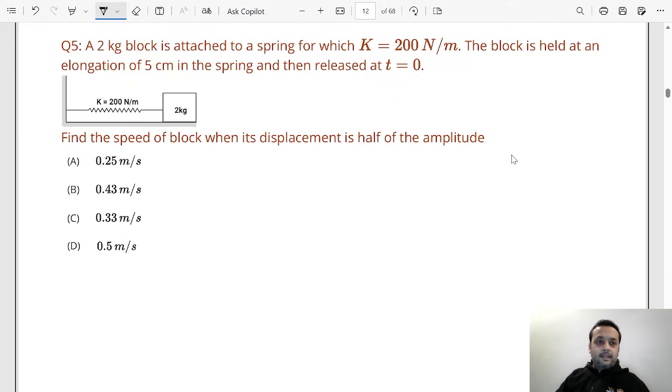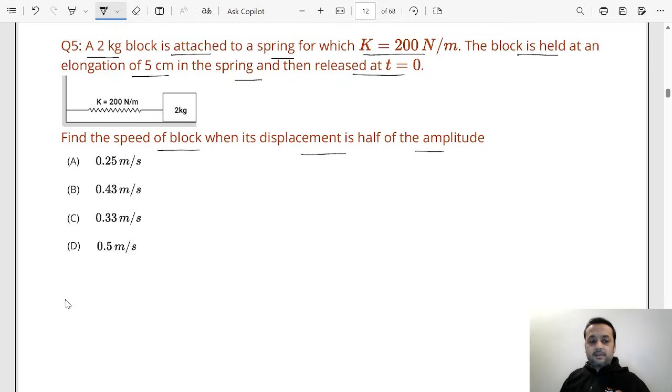All right. Let us see this question, guys. Here what happens: a 2 kg block is attached to a spring for which the spring constant is 200. The block is held at an elongation of 5 centimeter in the spring and then released at time 0. Find the speed of the block when its displacement is half of the amplitude.